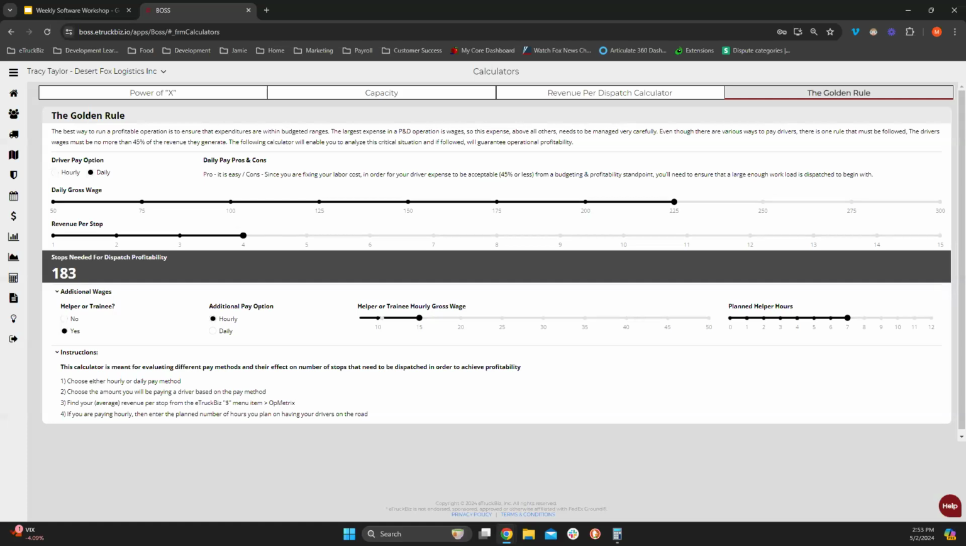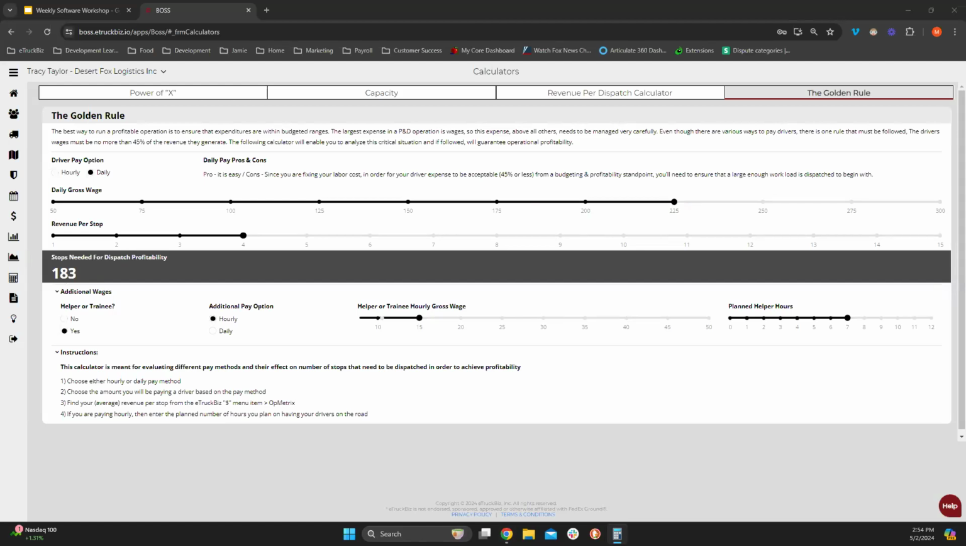And that runs into stops needed for profitability. If they do 183 stops, and you pay them $1.25 per stop, you're right there at 228 or so. So you definitely want to make sure that you're figuring that out, so they're not going out with too few stops and then not making enough on the truck for you.